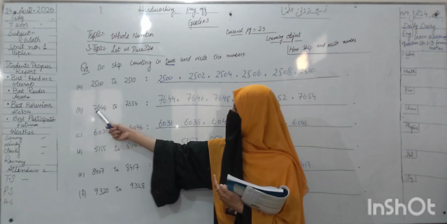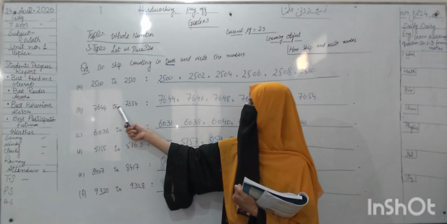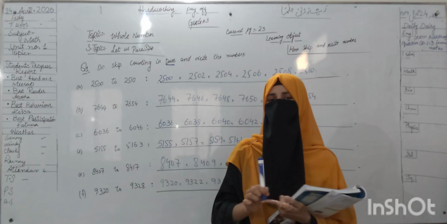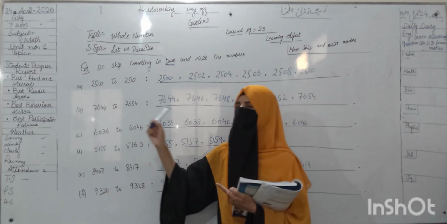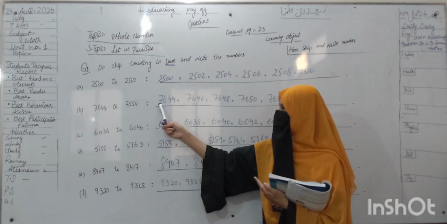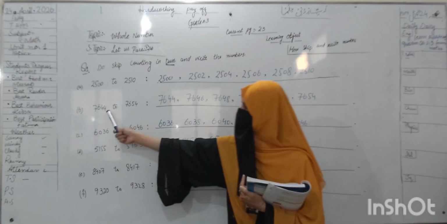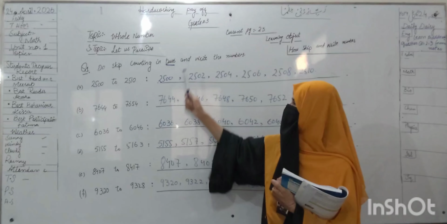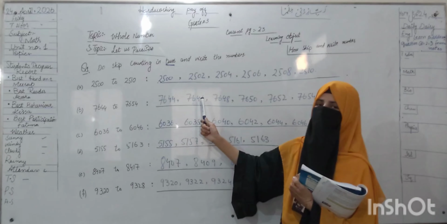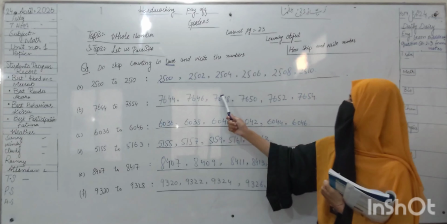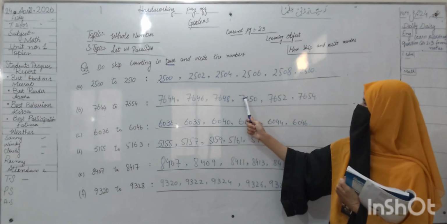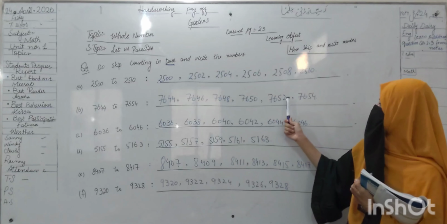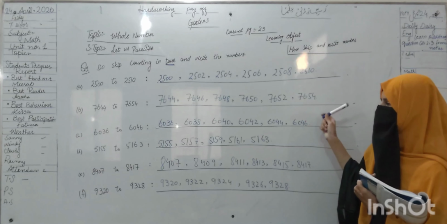After that the number given is 7644 to 7654. You have to skip 2 numbers. 7644 is the first number given. In the instruction they say skip 2 numbers. Here you skip 2 numbers, 7646. After that you skip 2 numbers, 7648. Fourth is 7650, 7652 and last is 7654.